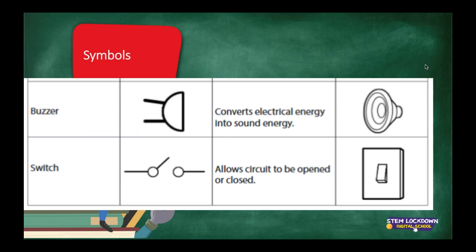And the last symbol is a switch. As you can see, that is an open switch because it's lifted up, and it allows circuits to be opened or closed. If the switch was closed, that line would have been onto the circle, there wouldn't be that space, it would just be a complete straight line. And there's an example of a switch that I really would not be able to draw. I hope that you've copied the last two symbols down and we're going to move on.